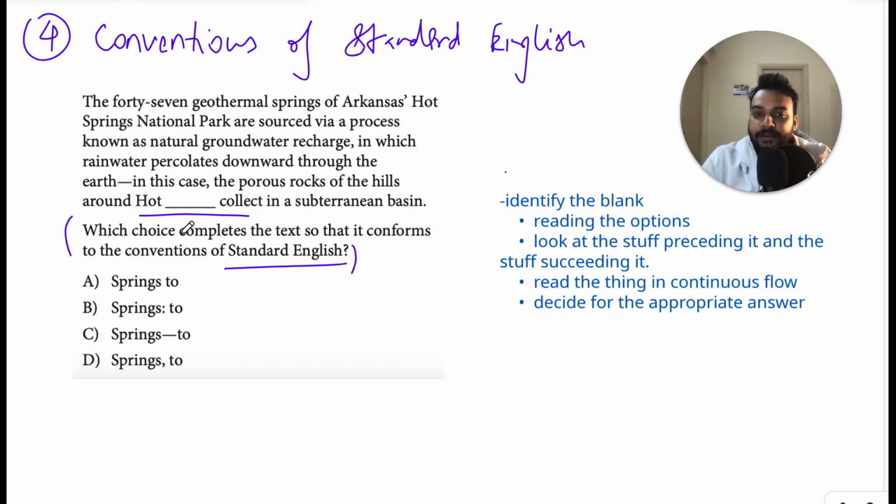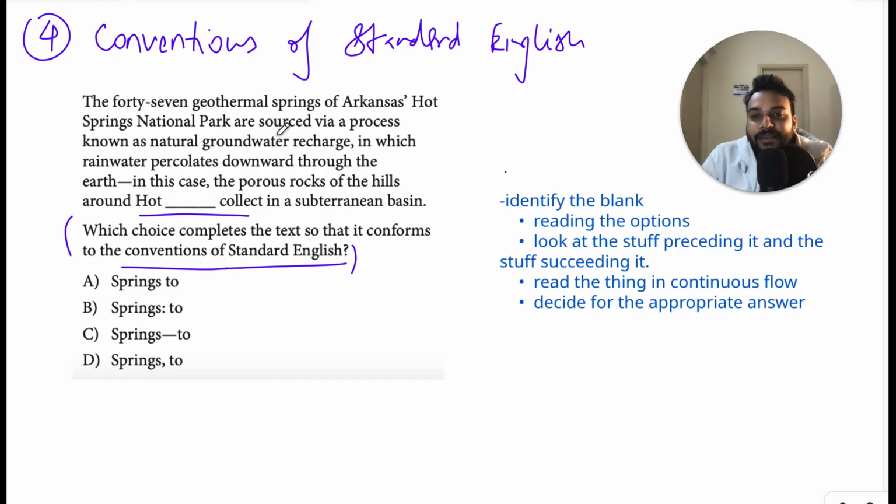So we identify the blank, it's right here between hot and collect. Then read the options. Springs to, these two words. It's a clear question of punctuation. They'll usually test your vocabulary, or even vocabulary is pretty rare on these sets. It's mostly about grammar. This is a standard grammar test. Conventions of standard English, that's pretty much your grammar test. So they're testing your punctuation, whether there should be no punctuation or a colon or a hyphen or a comma.